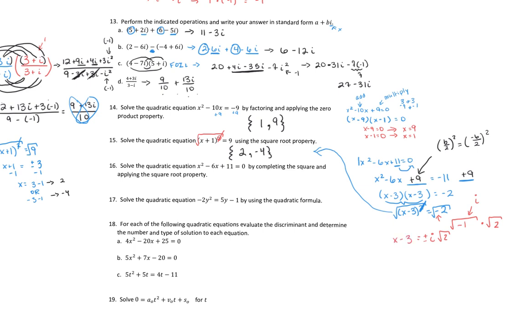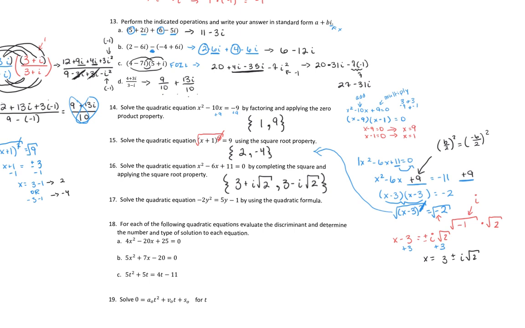So now, if we move over this positive 3, we are left with a simple x equals 3 plus or minus i square root 2. Or if we want to do it in set notation, we would say 3 plus i square root 2 and 3 minus i square root 2, all in these squiggly brackets, and that is known as set notation.